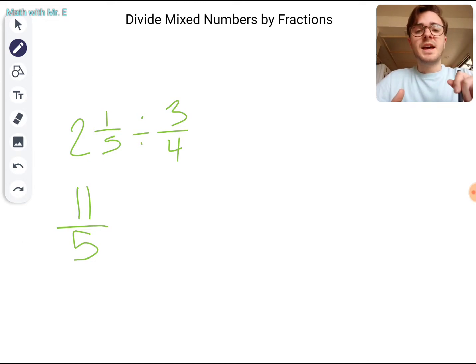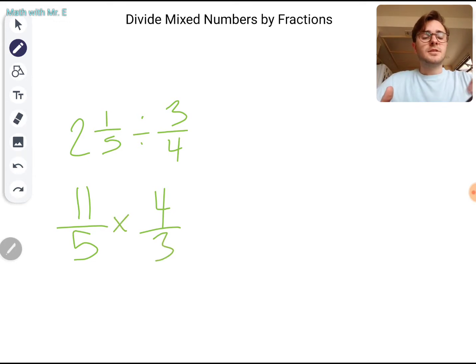Now that we've got that, we can do the rest the same as we always do. We're going to take 3/4 and change that to its reciprocal, which is 4/3, and we are going to change our division sign to a multiplication sign. Okay, we'll see if we can simplify anything, but in this case we actually cannot simplify anything. 11, 3, and 5 are all prime numbers, and 4 does not share any factors with 5 or 3. So we'll go ahead and multiply 11 times 4, which is 44, and 5 times 3, which is 15.